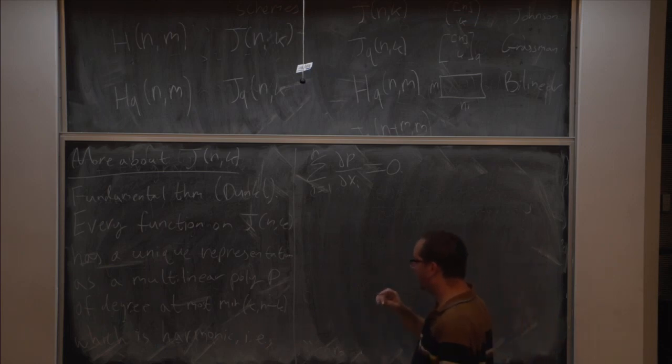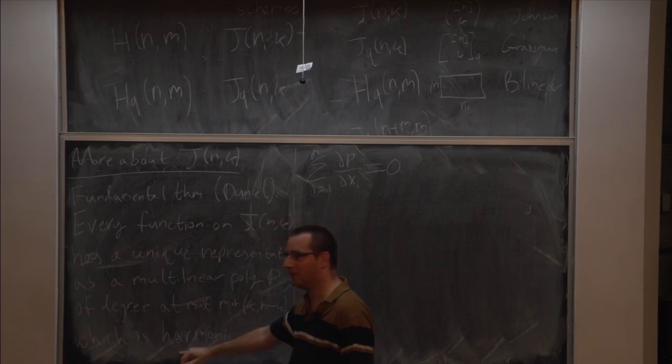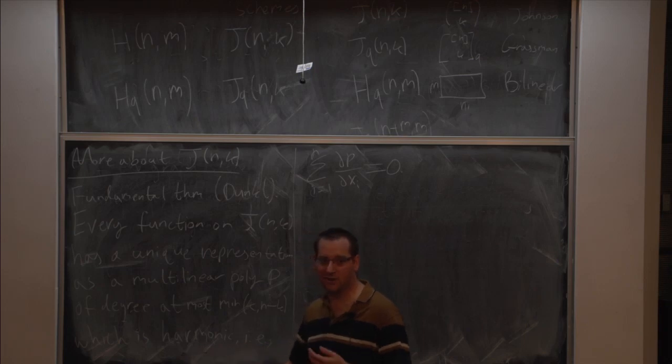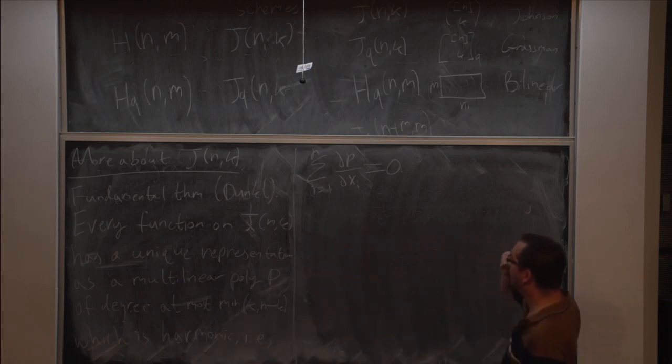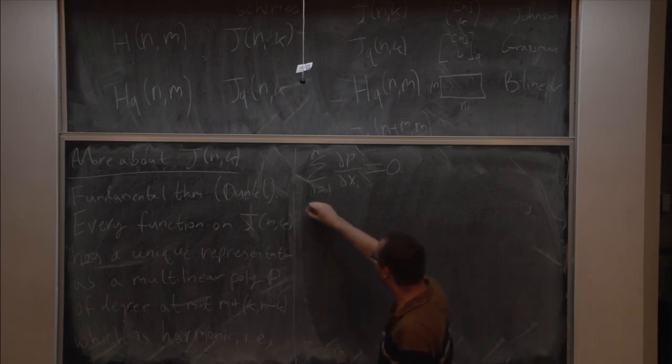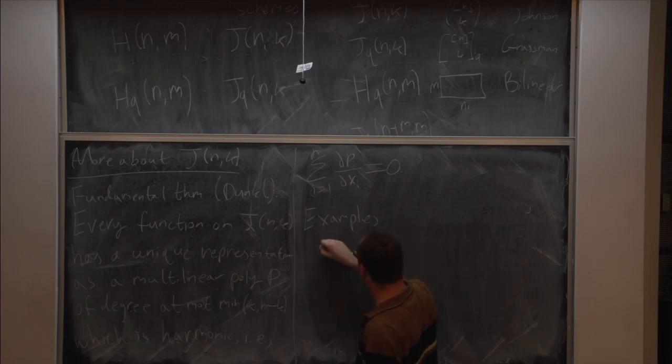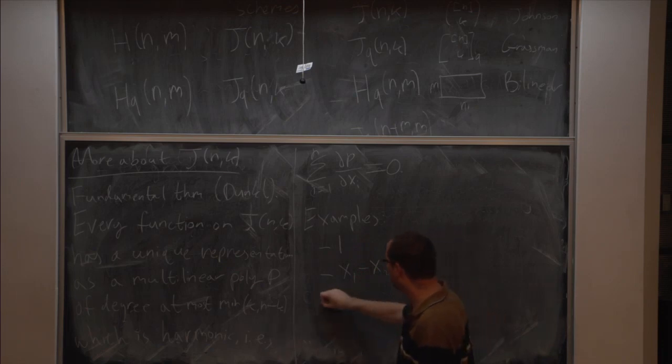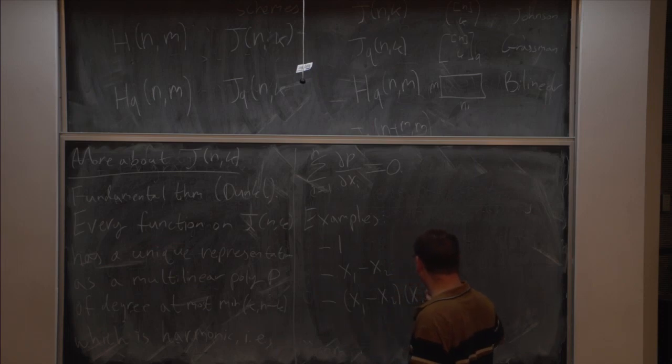Okay, before giving some examples, some people object to this adjective harmonic because usually it means something else. But I found this in some book, so it's not my fault. I just copied it from somewhere. So examples. The polynomial 1 is harmonic. x1 minus x2. x1 minus x2 times x3 minus x4, and so on.